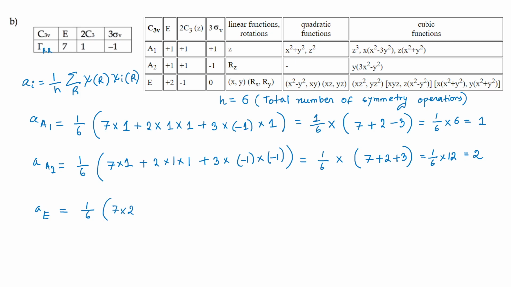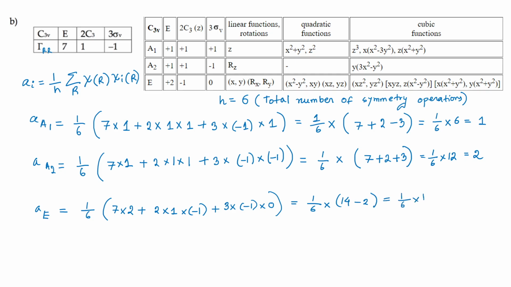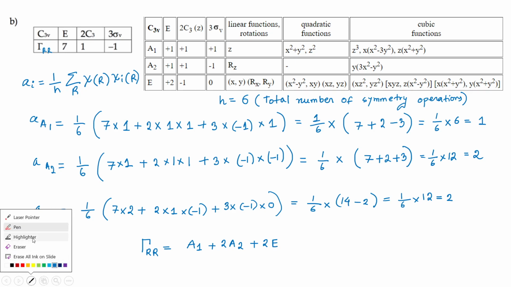So 7 into 2 plus 2 into 1 into minus 1, then actually 3 into minus 1 into 0. So this doesn't contribute. So this is 1 over 6 into 14 minus 2, which is 12. So it is also there 2 times. So your gamma reducible is, for this particular case, A1 1 time, A2 2 times, and E 2 times. Let me highlight this answer.